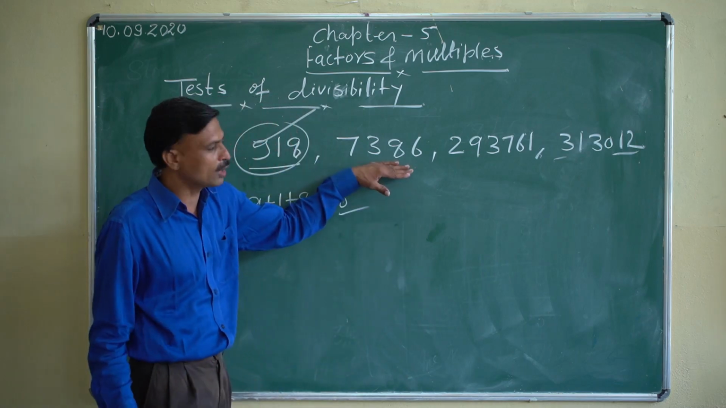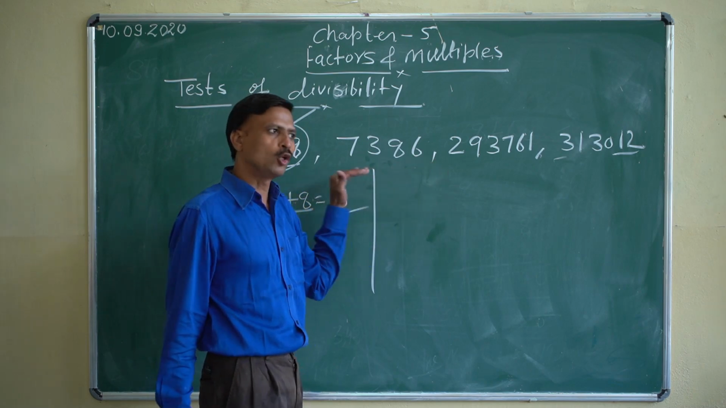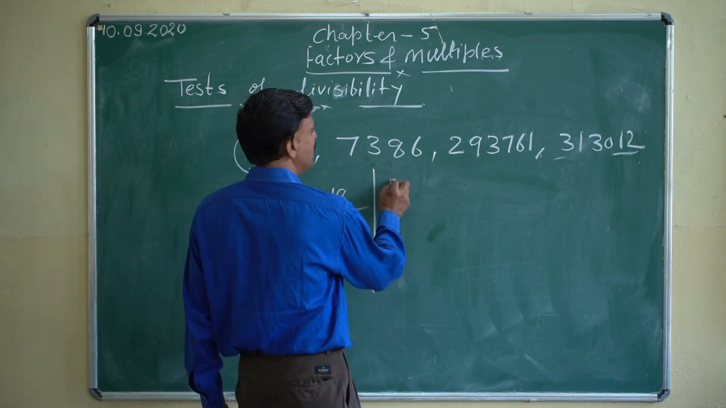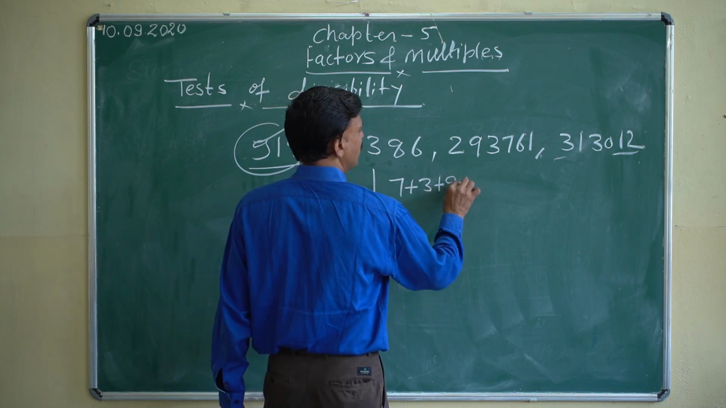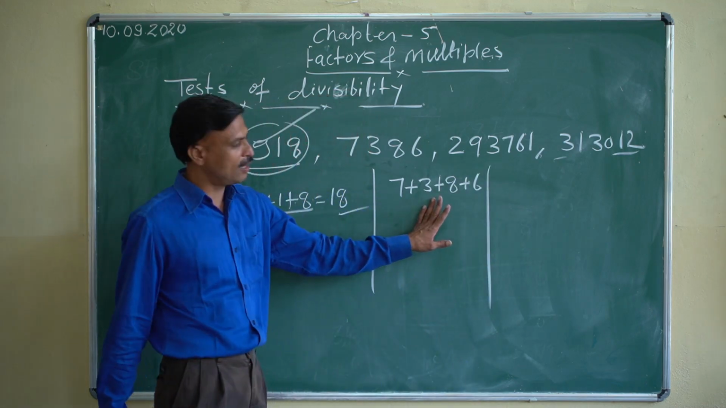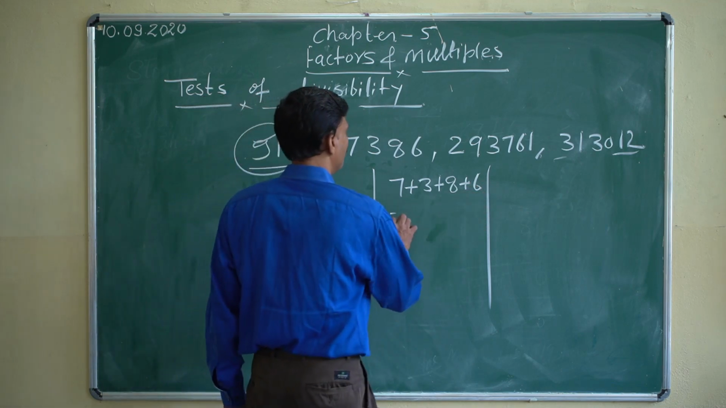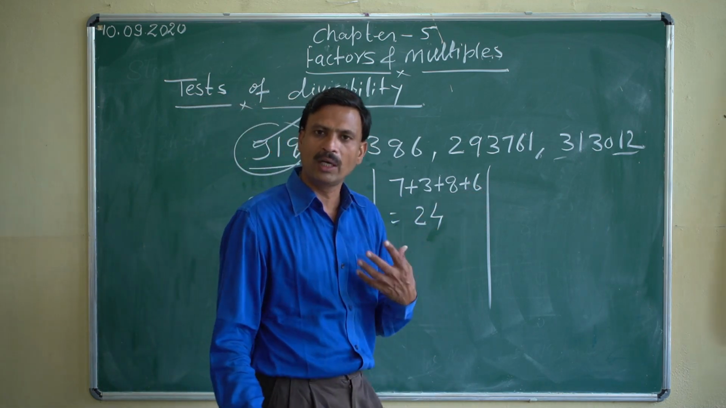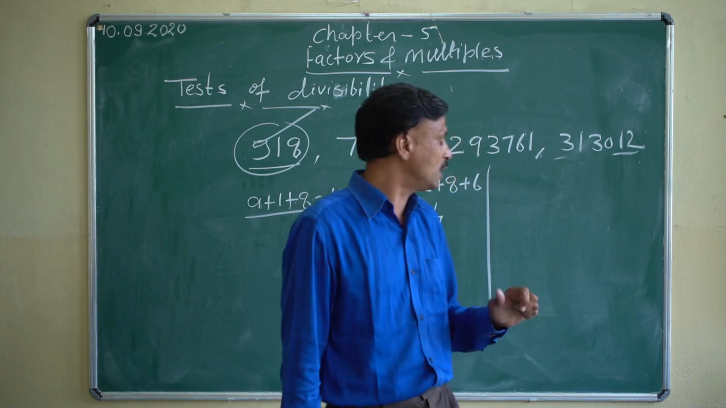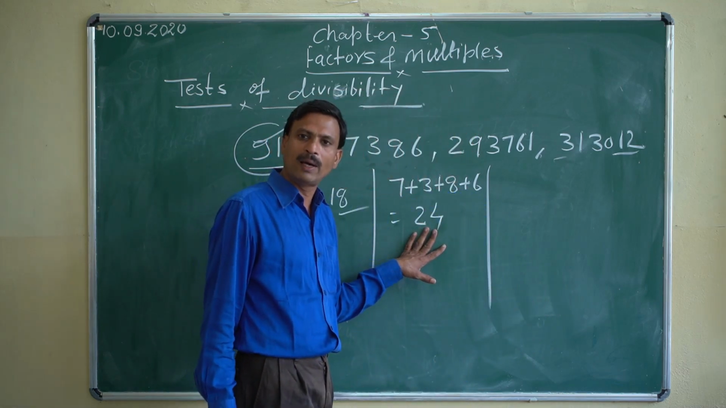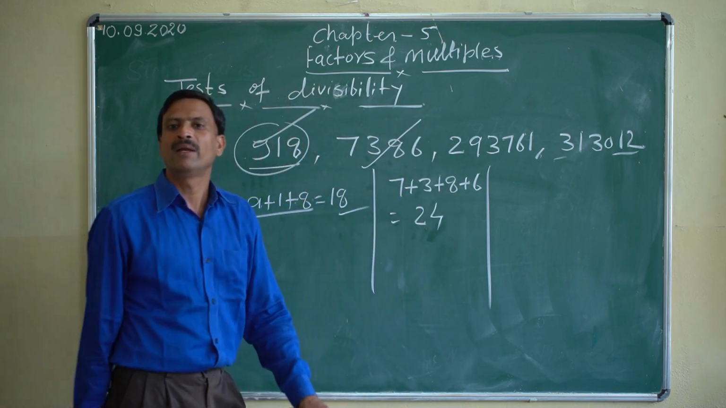Now come to the second number, 7386. We'll add the digits of this number also. 7 plus 3 is 10, plus 8 is 18, plus 6 is 24. You know that 24 comes in the table of 3, no? 3 eights are 24. So 24 is divisible by 3, or 24 is a multiple of 3. That's why this number is divisible by 3.